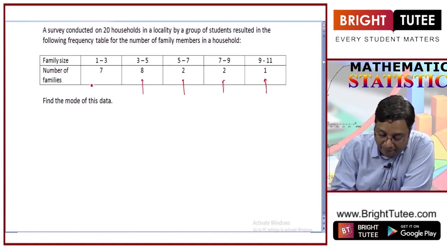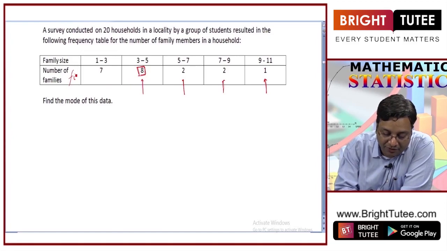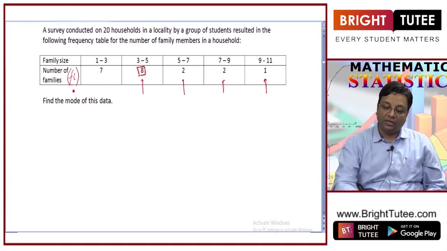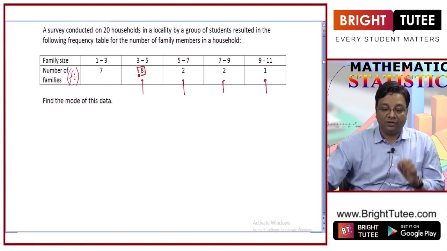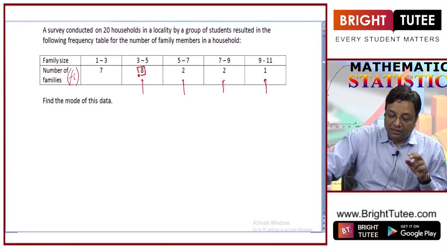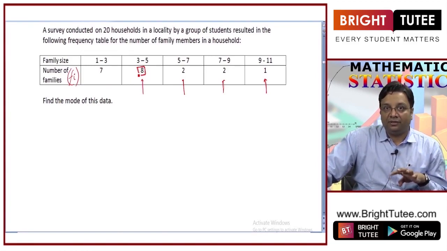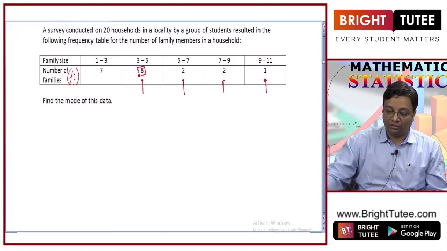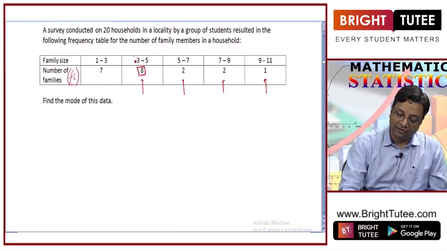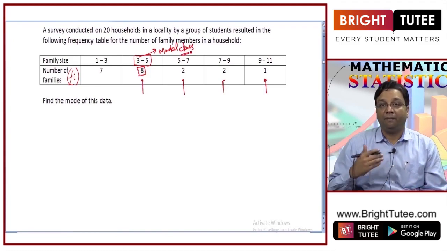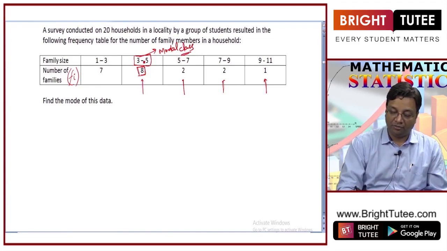Now look at the maximum. 8 is the maximum number, right? Because this is giving me the frequency. So 8 is the maximum frequency, or we can say a family size of 3 to 5 is for the maximum number of families. So this is my modal class, the class which has the maximum frequency.